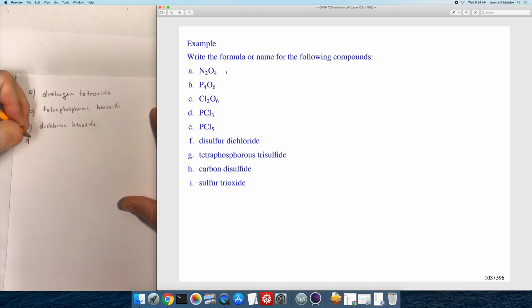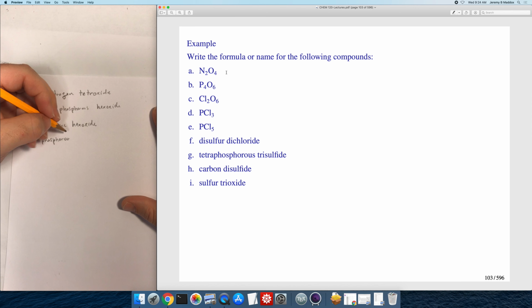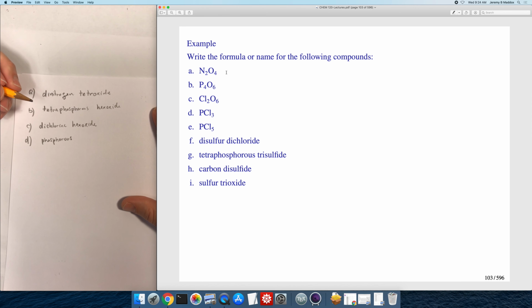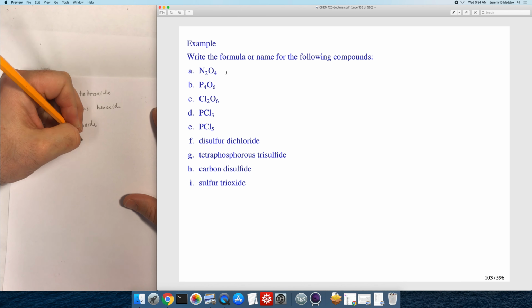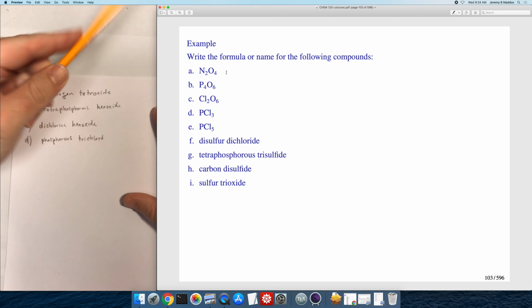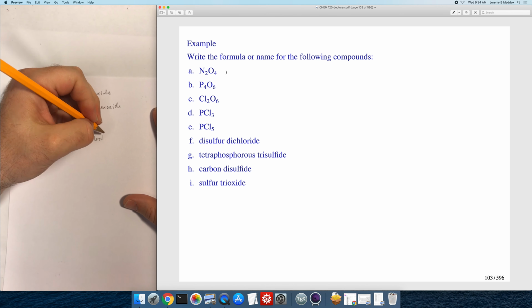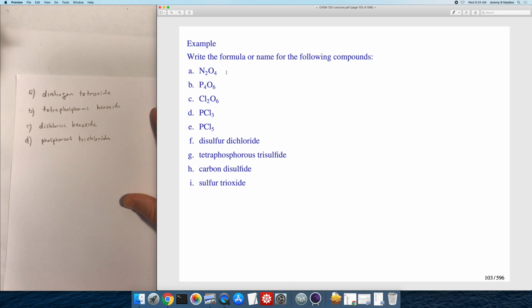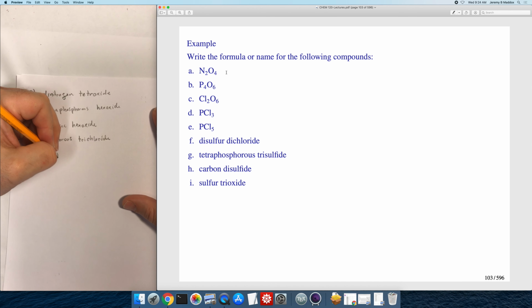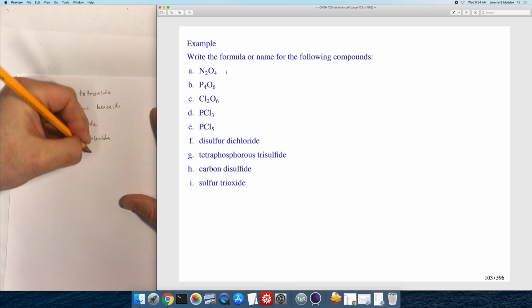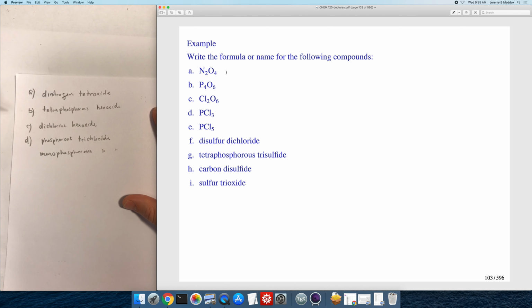For part D, this would be phosphorus. You can often ignore the prefix mono, except when it's really needed. I know that doesn't help very much. So one way to say this would be phosphorus trichloride, or you could do monophosphorus, and everyone would know what you're talking about. Phosphorus trichloride would also work here.